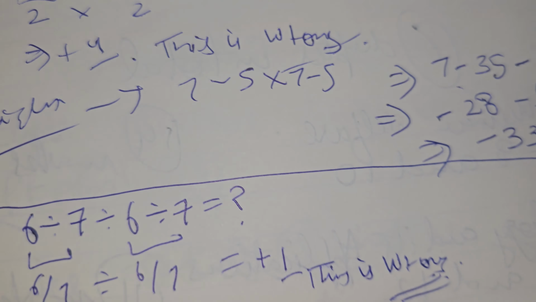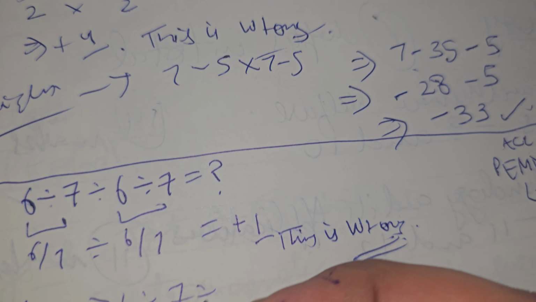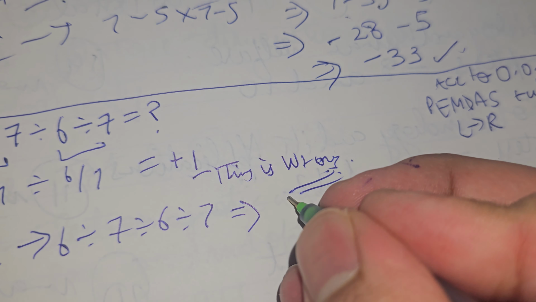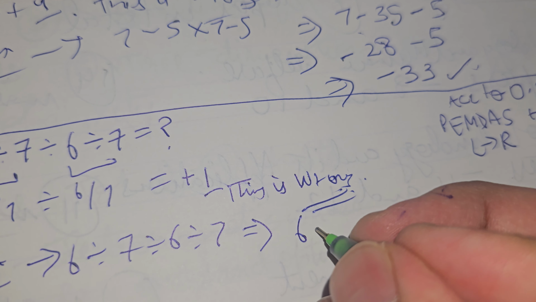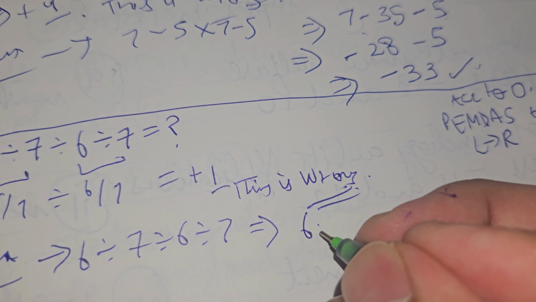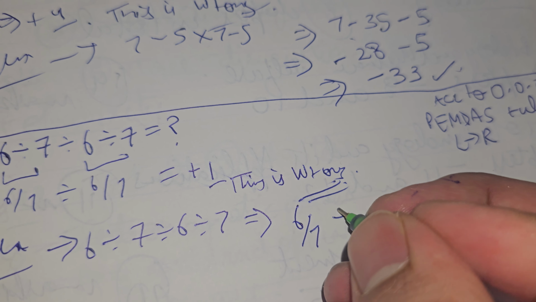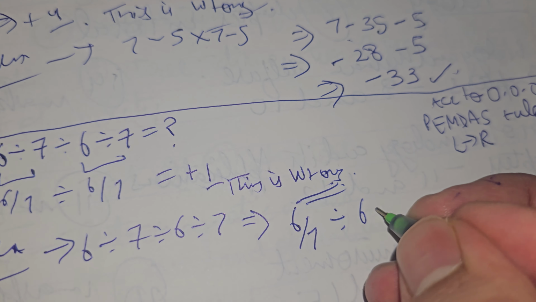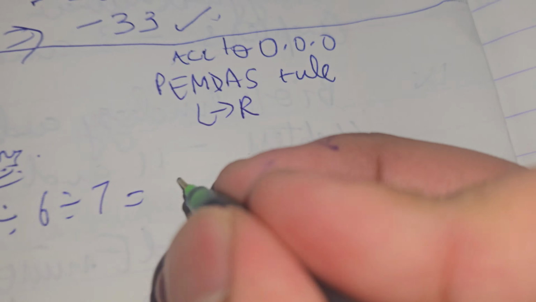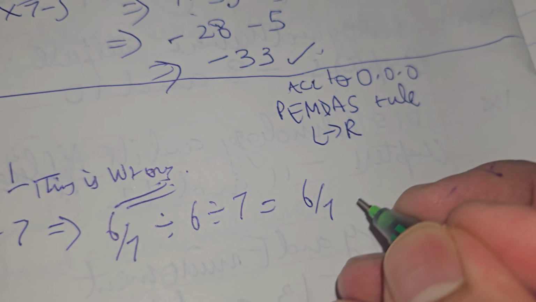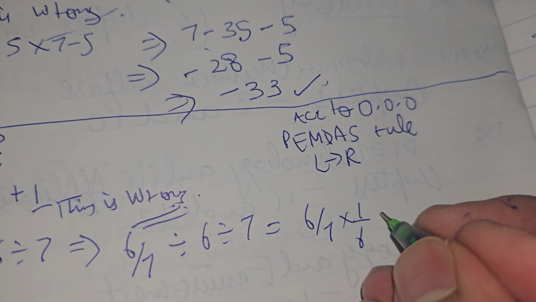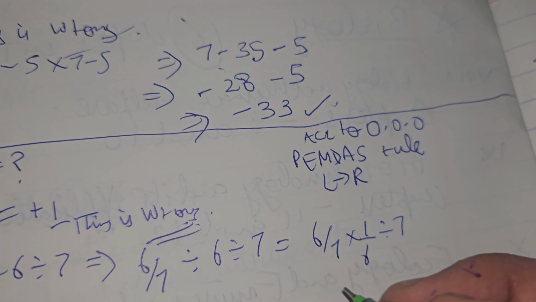The right method: 6 divided by 7 divided by 6 divided by 7. This is how you will solve it. First we will solve from left to right. So 6 divided by 7 will be 6 by 7, divided by 6, divided by 7. Then we will solve it like this: 6 by 7. Then this divide will become multiplication, and divided by 7.